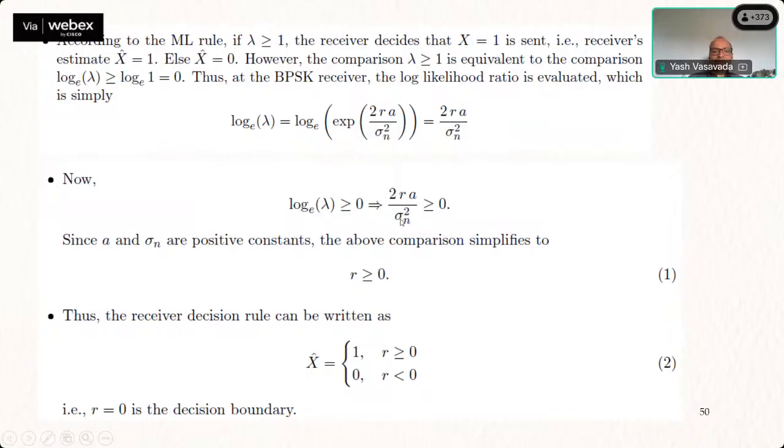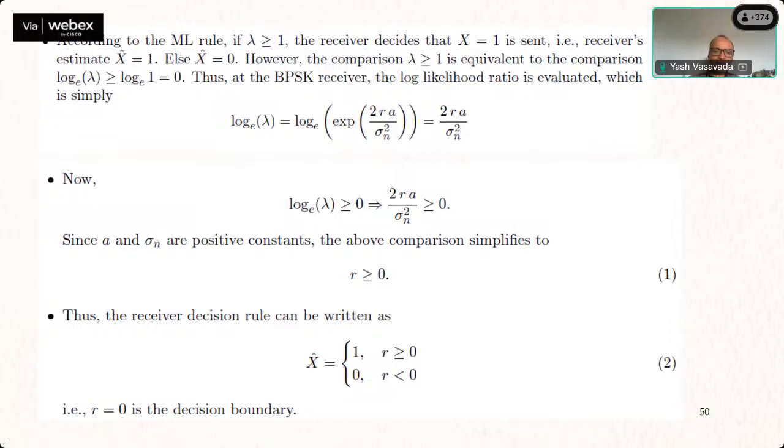Which is to say that I just compare R against 0 because A and sigma n squared are constants. They are positive constants, so they don't influence this comparison. So comparing 2RA divided by sigma n squared against 0 is the same as comparing R against 0.